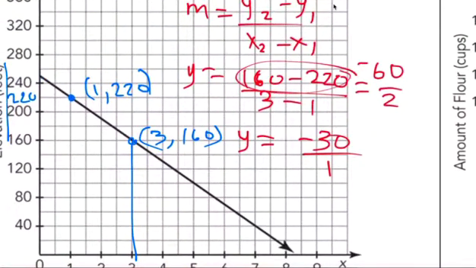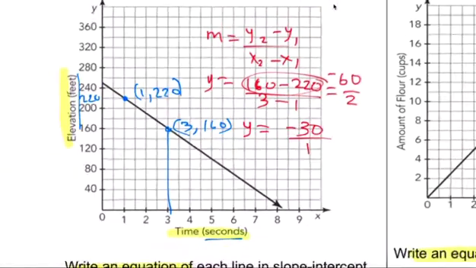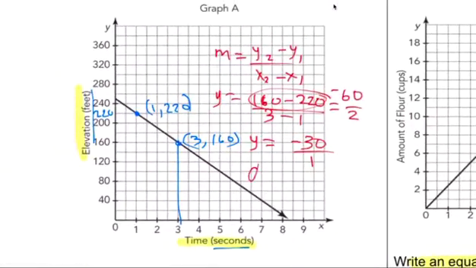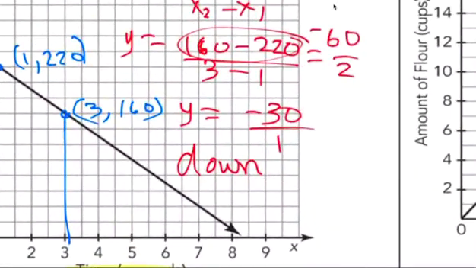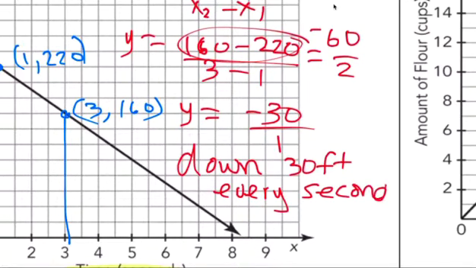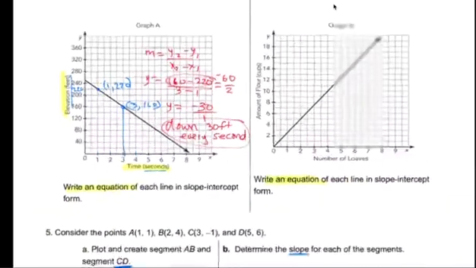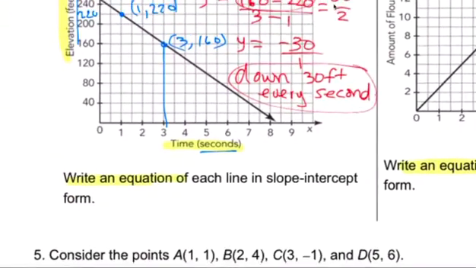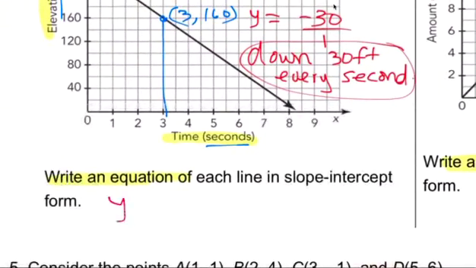These are your y's. So what does it mean? Down 30 feet every second. Equation of that line, okay. Well, we know m, y equals mx plus b in slope-intercept form. M is negative 30x plus, let's find the y-intercept.